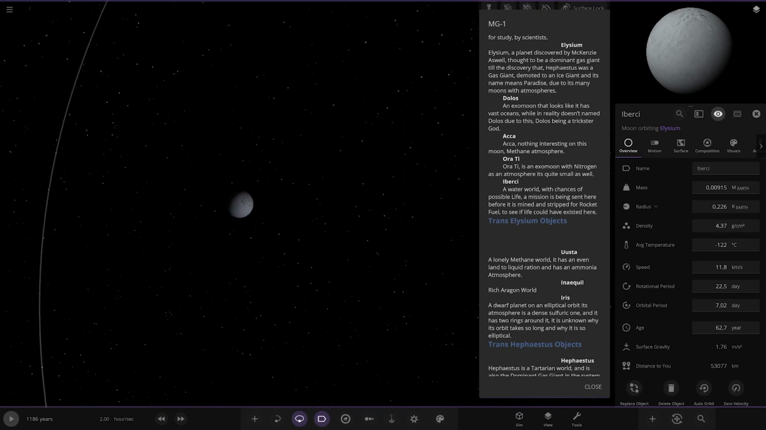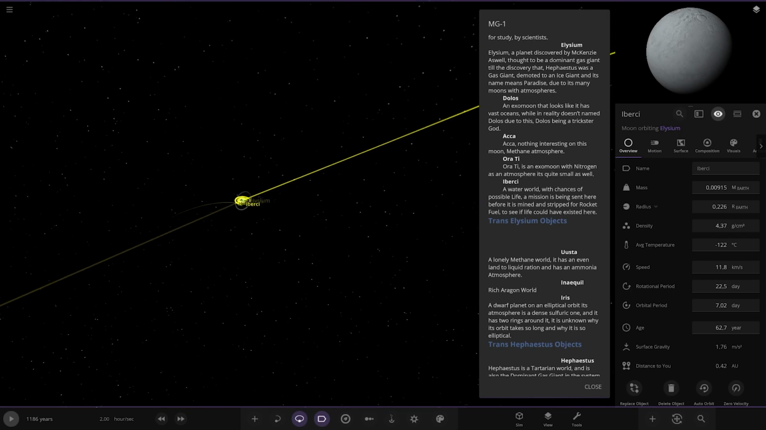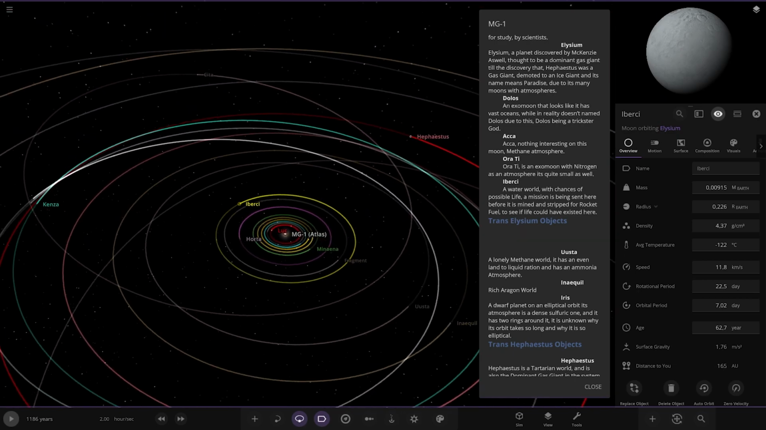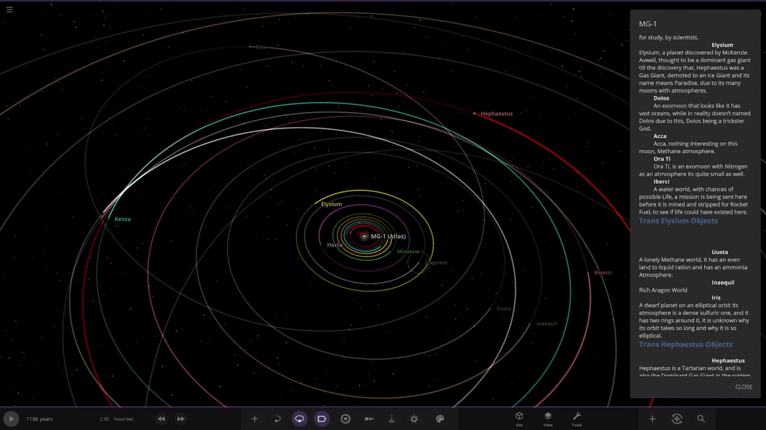So now we're heading to Trans-Elysium objects, so... Is that the last of the main planets then? We're going further out. There's a fragment there of some kind. What's that?